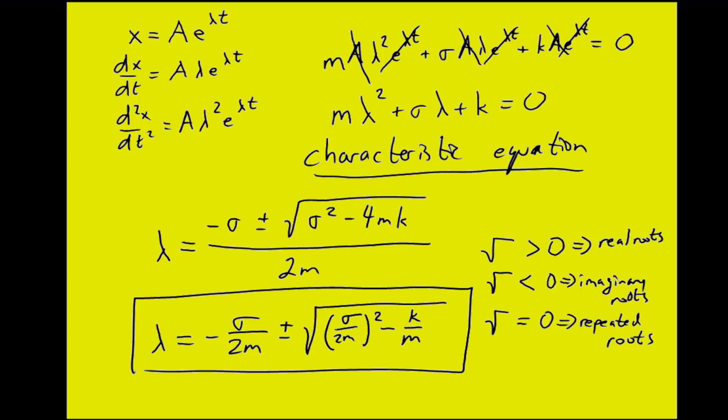So let's start off by looking at the case where we have imaginary roots. And further, let's look at the degenerate case when sigma is equal to 0. That is, we have no viscous damping to our system whatsoever.